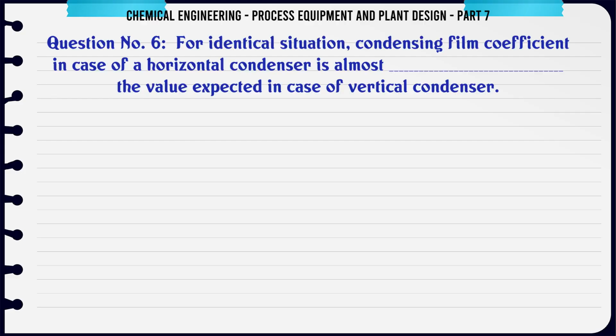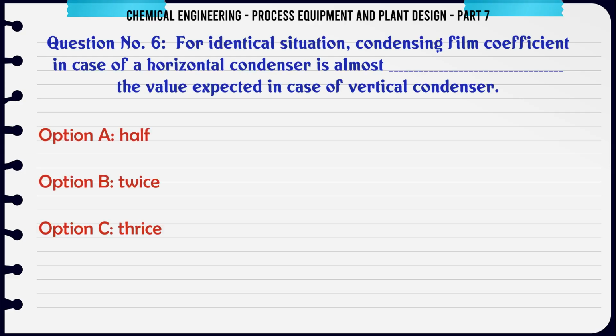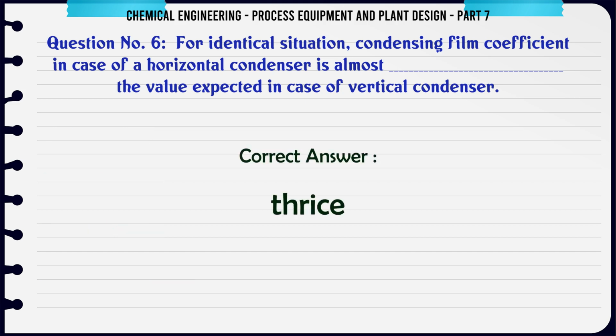For identical situation, condensing film coefficient in case of a horizontal condenser is almost blank the value expected in case of vertical condenser. A. Half. B. Twice. C. Thrice. D. 5 times. The correct answer is thrice.